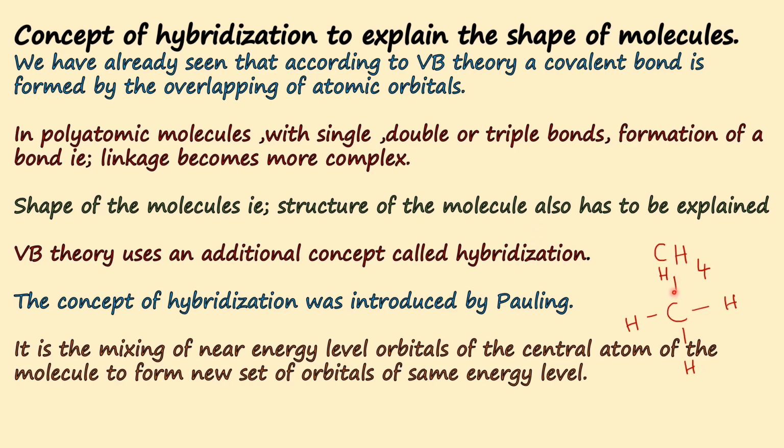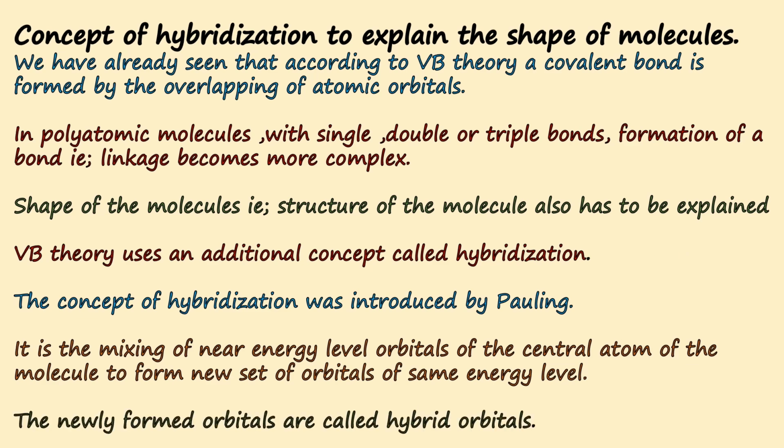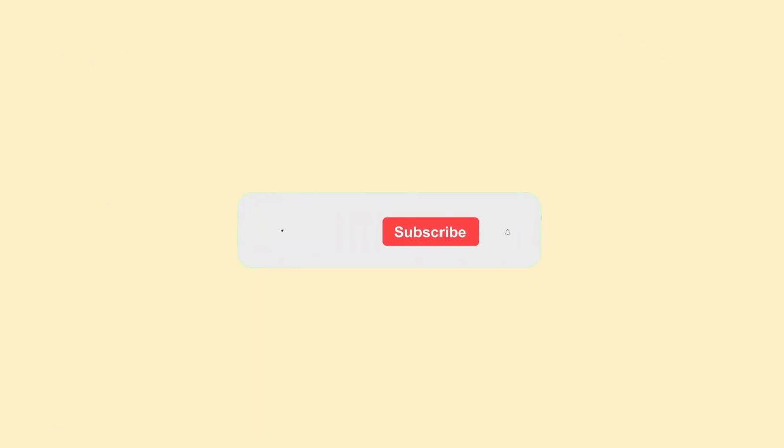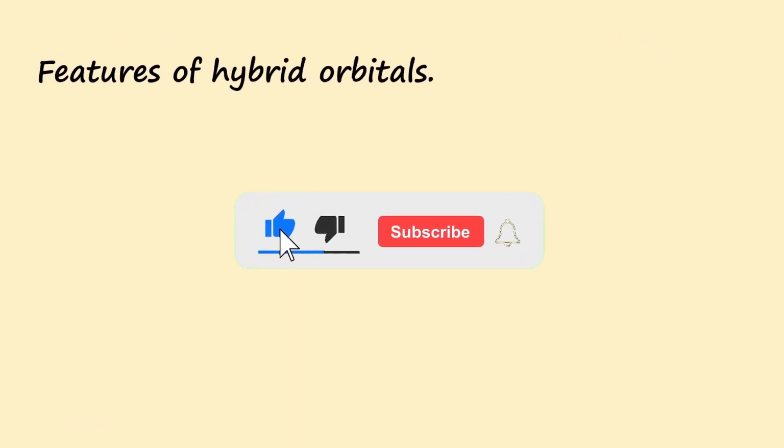Linkage is by overlapping. Of course, the various orbitals in the valence shell of this carbon atom mix up. They have almost the same energy. They mix up and give rise to a new set of orbitals and they have the same energy level. The orbitals that are formed in this manner are called hybrid orbitals. As per this concept, it is the hybrid orbitals that take part in bond formation. We will continue. We will see the features of hybrid orbitals.